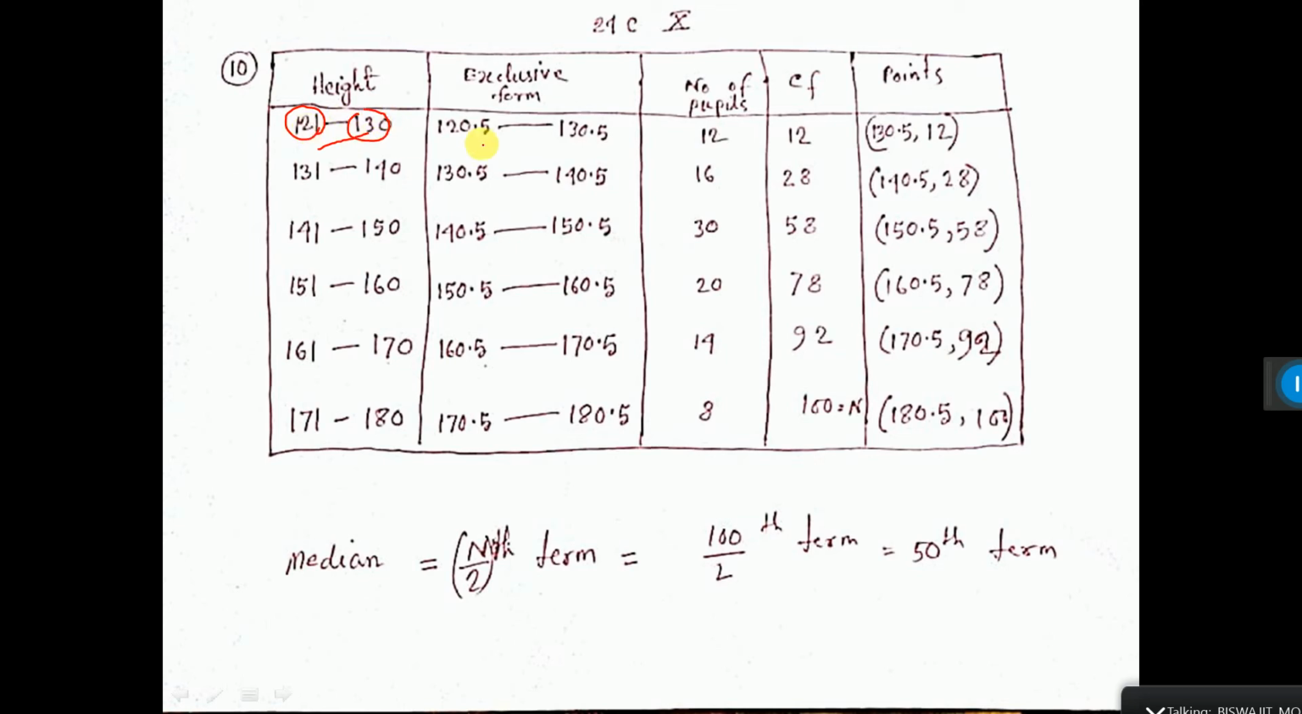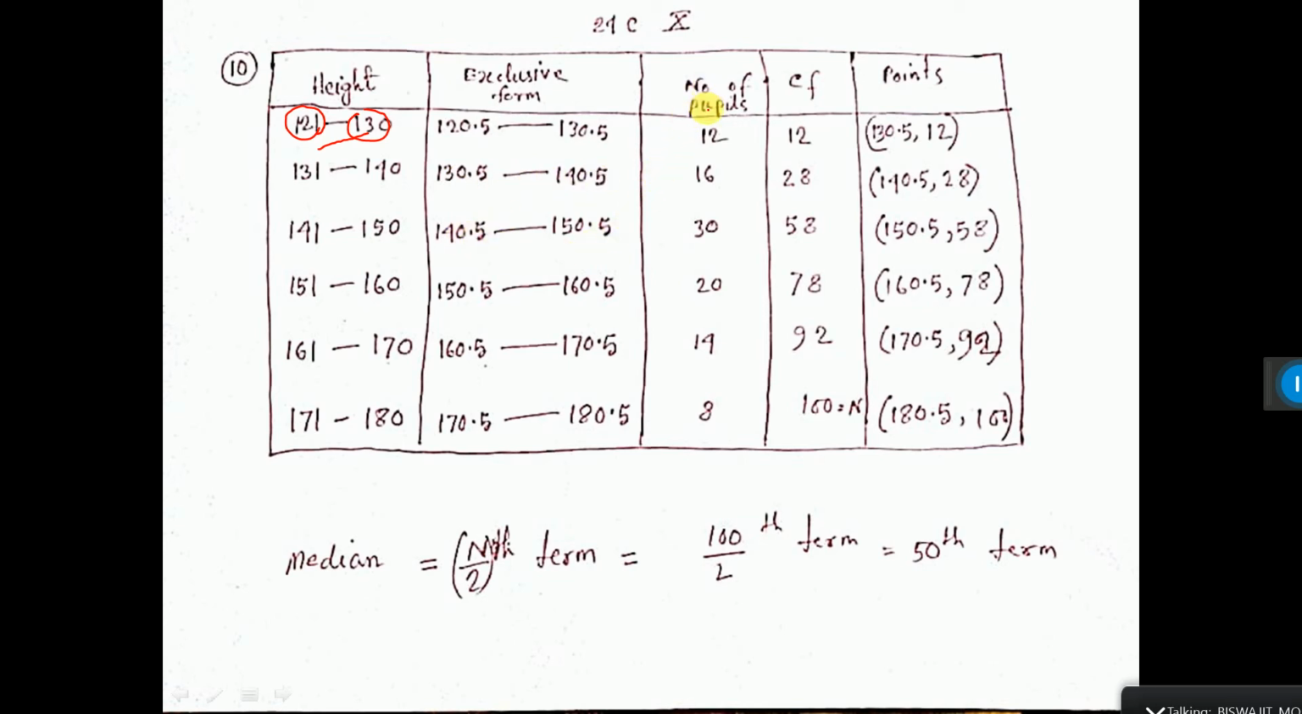If you subtract here, you get 120.5. If you add here, you get 130.5. Here also subtract 0.5, so 130.5. Here you add 0.5, 140.5. Similarly, you subtract 0.5 here and add 0.5 here. You will get the lower class boundary and the upper class boundary. Now it is continuous. See, 130.5, 130.5, 140.5, 140.5.